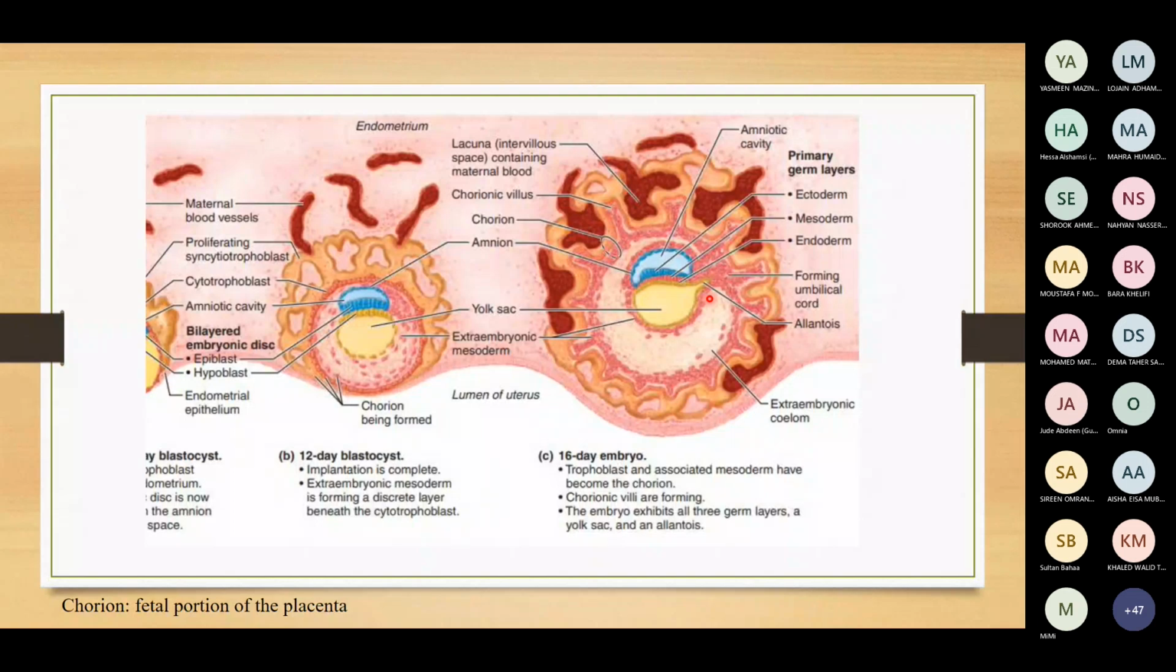So next, we have the 16-day embryo, okay? This is where the germ layers are going to form that will actually form the entire human body. The three germ layers: the ectoderm, the mesoderm, and the endoderm. Now Khaled is going to explain it afterwards. Okay, so by day 16, we're going to see these three germ layers forming, and they're going to give rise to all of the organs in our body. They're going to basically form our entire human body. Okay, and that's basically the highlights that you need to know from this figure.